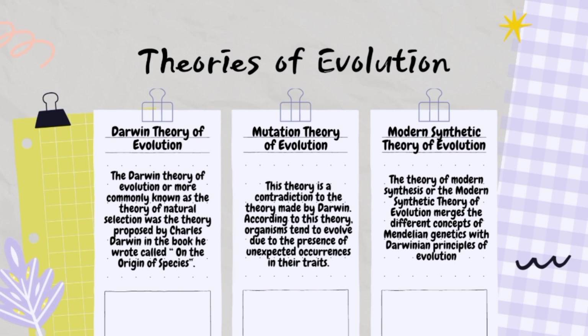The last theory of evolution that we have here is the modern synthetic theory of evolution. The theory of modern synthesis, or the modern synthetic theory of evolution, merges the different concepts between Mendelian genetics with the Darwinian principles of evolution. The theory provides an explanation for evolution in terms of several genetic changes that occur in a population, which further leads to the creation of a new and evolved species.